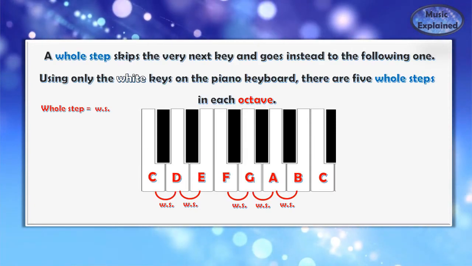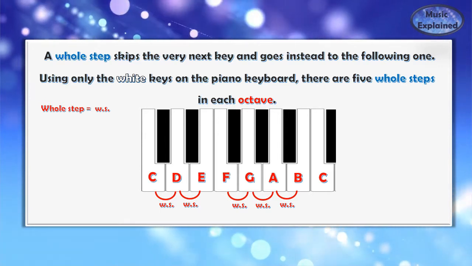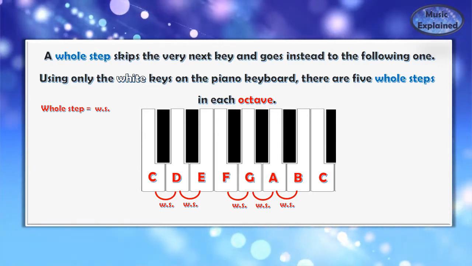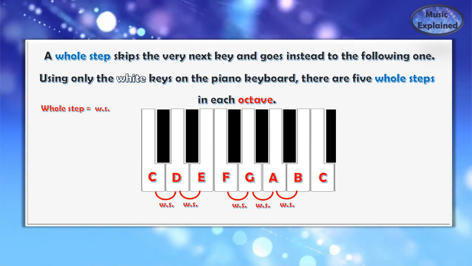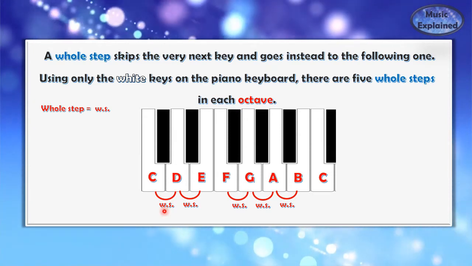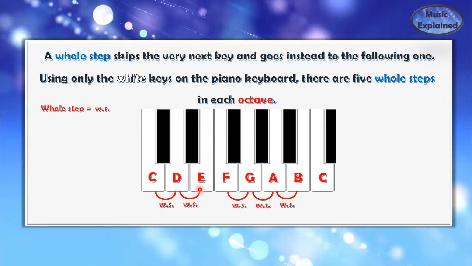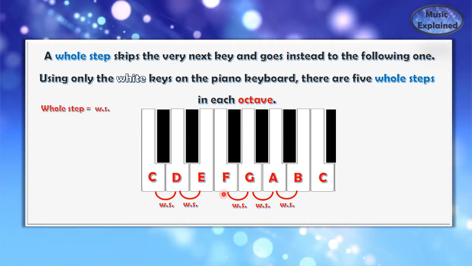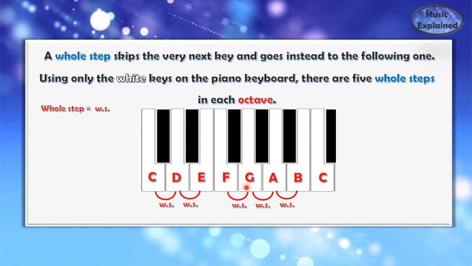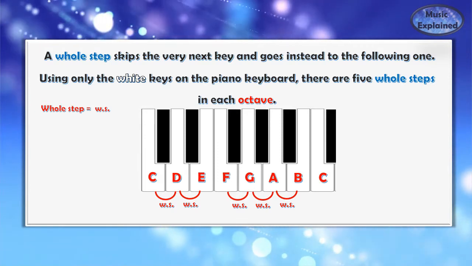A whole step skips the very next key and goes instead to the following one. Using only the white keys on the piano keyboard, there are 5 whole steps in each octave. So we're gonna write whole step with WS. As you can tell, there's a whole step between C and D, D and E, half step, then we have F and G, whole step, G, A and B, and one more half step.